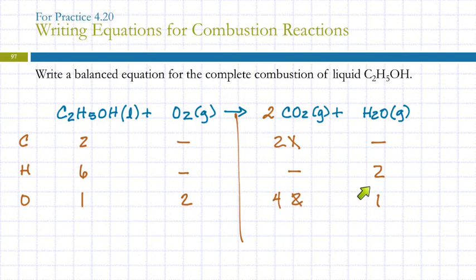Here's the hydrogen. There's 6 on the left and only 2 on the right. How do I make a 2 into a 6? Multiply by 3. Put a 3 there. 2 times 3 is 6. 1 times 3 is 3.